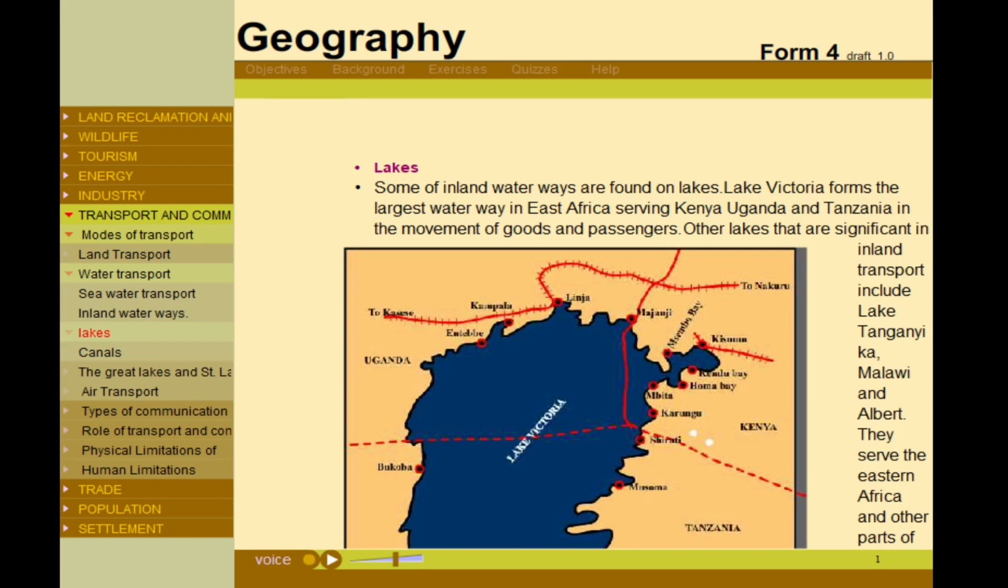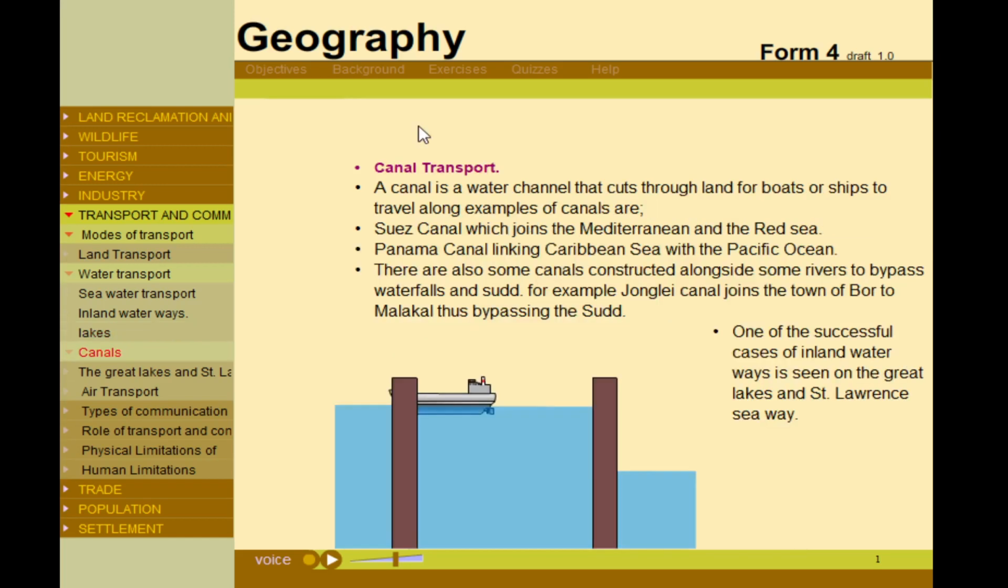Canal Transport. A canal is a water channel that cuts through land for boats or ships to travel along. Examples of canals are the Suez Canal, which joins the Mediterranean and the Red Sea, and the Panama Canal, linking the Caribbean Sea with the Pacific Ocean. There are also some canals constructed alongside some rivers to bypass waterfalls and sudd. For example, the Jonglei Canal joins the town of Bor to Malakal, thus bypassing the sudd.